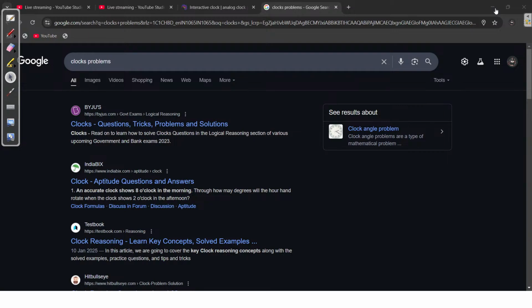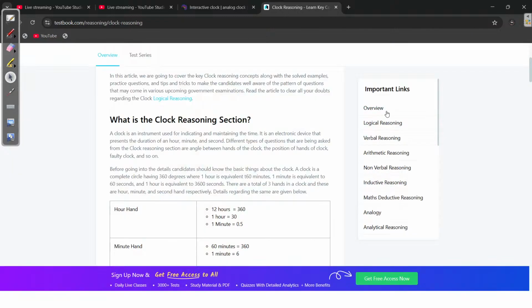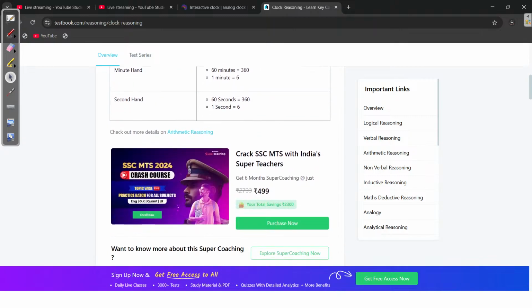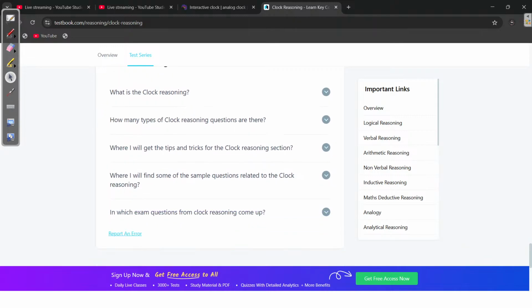Okay, let's go for 3. So Sonal is saying 3, let's go for 3. 3 is textbook. Let's go to textbook now. So I will directly go to the problems. We learned only 2 models, there is overlapping case as well as angle between them. So I will take you directly to the angle between them problems.